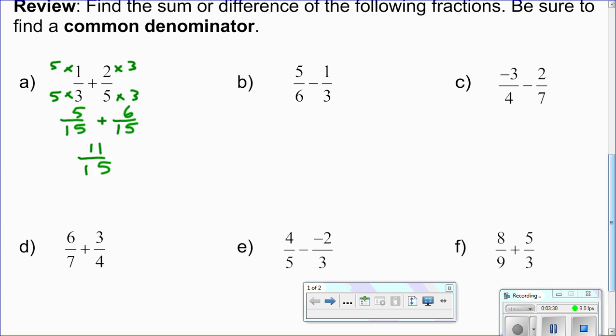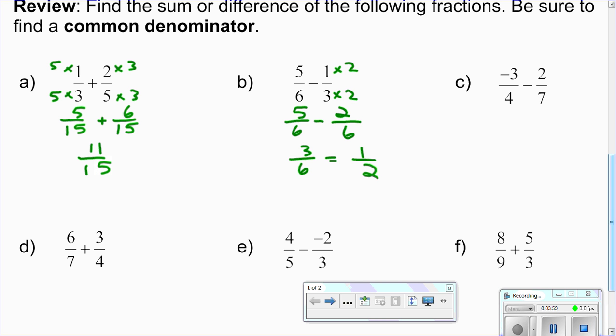Okay. 5/6, take away 1/3. I know that I can turn 3 into 6, so I'm just going to times by 2. Okay. Gives us 3/6, which in lowest terms is 1/2. So making sure all your fractions are in lowest terms, because I'm going to write the answer in lowest terms or proper form, which might be a mixed number. So you need to be able to know if what you've got matches that.